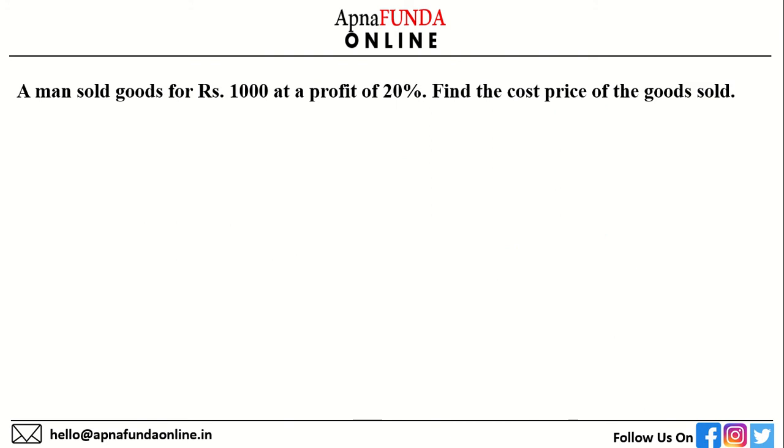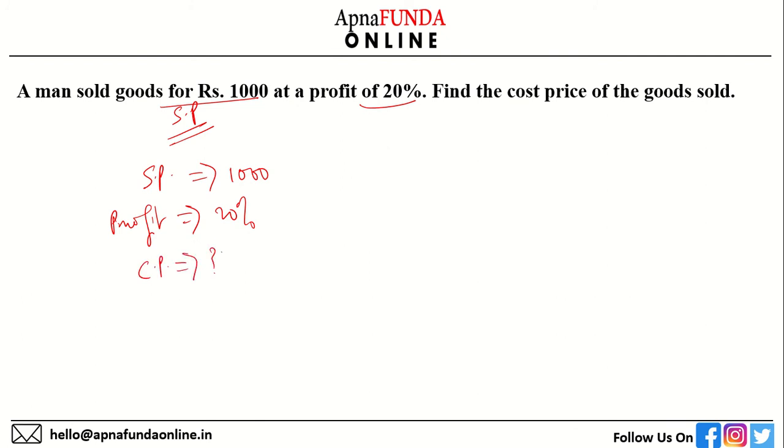Next question. A man sold goods for rupees 1000 at a profit of 20%. Find the cost price of the goods sold. So this is the selling price. And on this selling price, he made a profit of 20%. So we know the selling price is equal to 1000. On this, the profit is 20%. So we need to find the cost price.